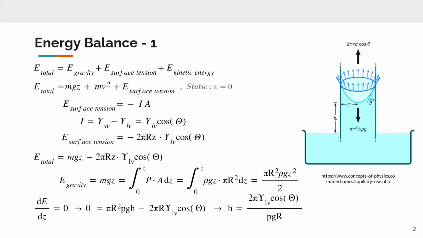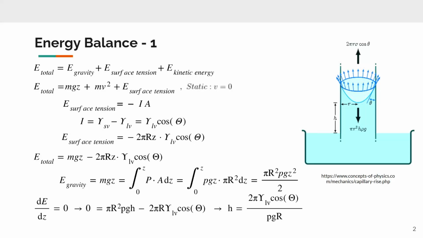Now that we had all of these things, we plugged them back into the total energy equation. We then looked at it when dE/dz is 0, when z is equal to h, which is just the max height. Doing this, you end up getting 0 equals pi times radius times density times gravity times height minus 2 pi r, the value for the liquid, times cosine of theta. And if you solve for this, you end up getting Jurin's law.